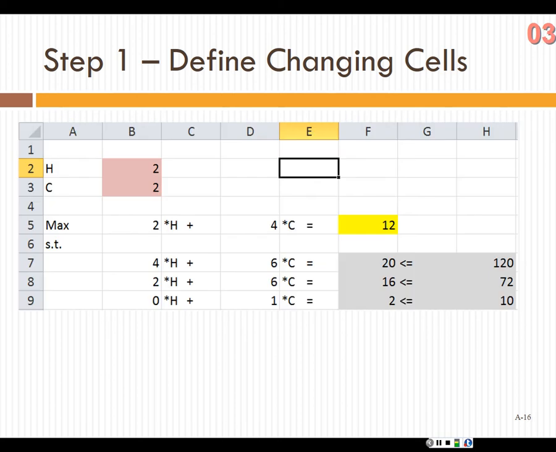Okay? So this is what it looks like. Here are my changing cells, right? And I want to maximize, this is my objective function, 2 times the number of hockey sticks plus 4 times the number of chess sets, right? And so that's my objective function. Subject to the constraints, if you remember, machine A, we had 120 hours that we could use. Hockey sticks used 4 hours and chess sets used 6 hours. At machine B, hockey sticks used 2 hours, chess sets used 6 hours, okay? And at machine C, hockey sticks use 0 and chess sets use 1.